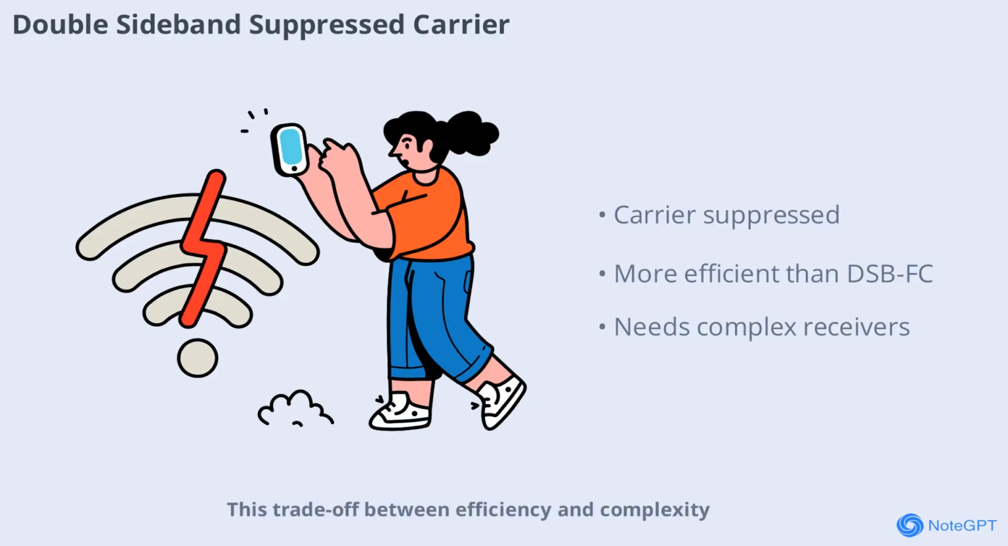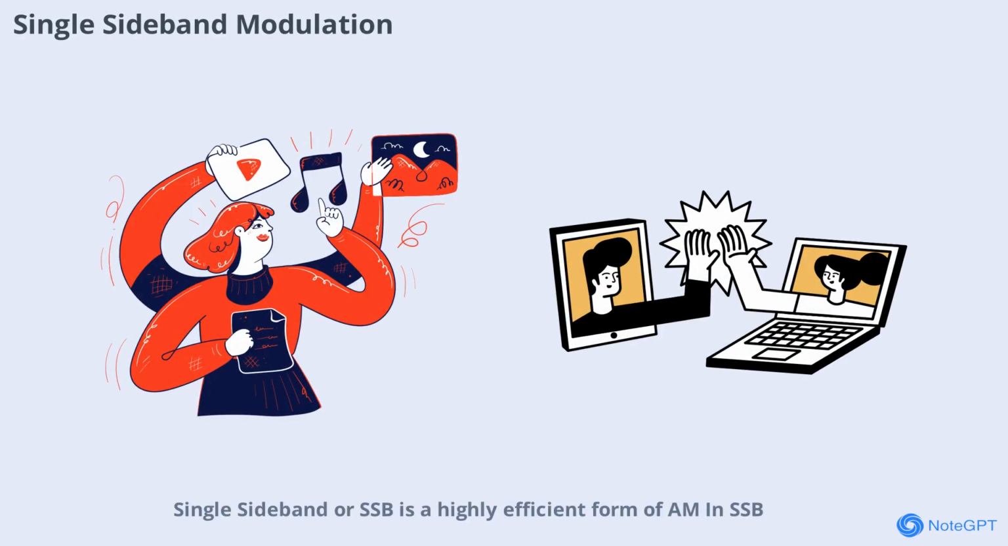This trade-off between efficiency and complexity is a recurring theme in modulation techniques. Next, we'll explore single sideband, which takes efficiency even further. Single sideband, or SSB, is a highly efficient form of AM. In SSB, only one of the sidebands, either upper or lower, is transmitted and the carrier is usually suppressed.